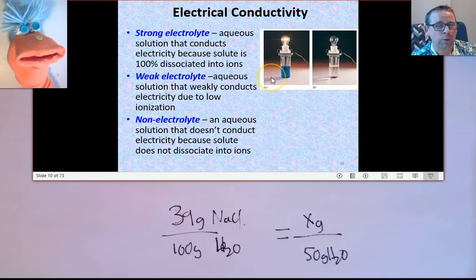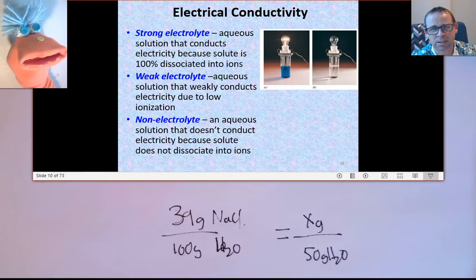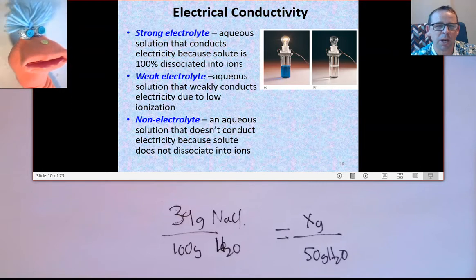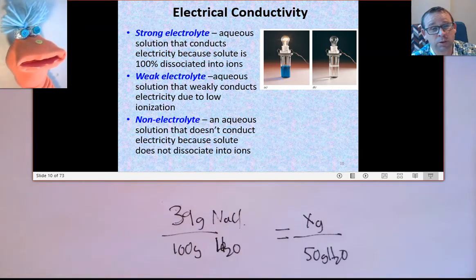We have a term for compounds that you put into solution that result in conductivity. And we call these kinds of compounds electrolytes. And a compound that you put into water where ions result, those ions can also be referred to as electrolytes. Have you ever heard of electrolytes before?